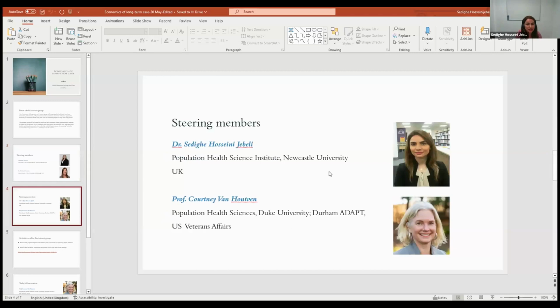So then it's me. I'm Sedighe. I'm working in the Population Health Institute of Newcastle University. I'm a health economist. I have also got interest in the economic evaluation of long-term care with a focus on aging and mental health. So we have also Professor Courtney Van Houtven in our steering committee.